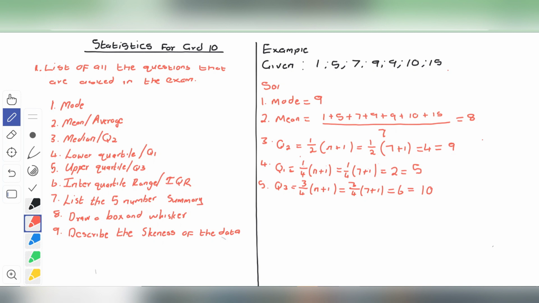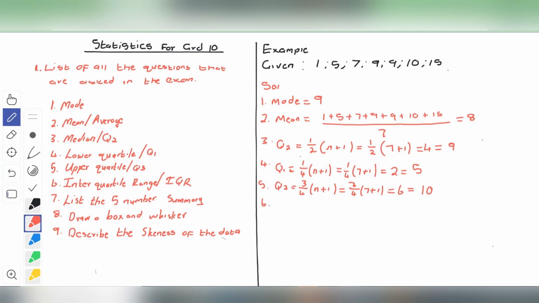Okay guys, Q2, Q1, Q3, we have formulas that we use to find the values. Those formulas are called the navigator formulas, or you can say the GPS formulas. They tell you where you're going to find your values, right?